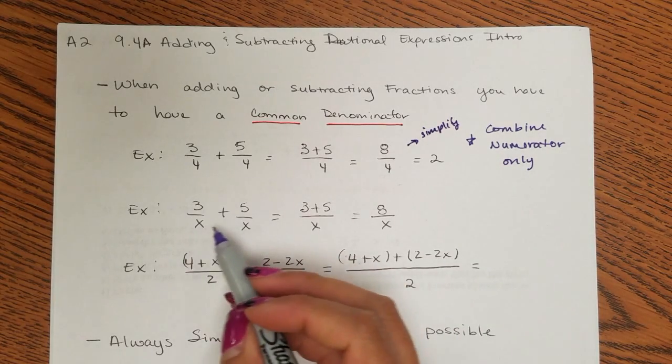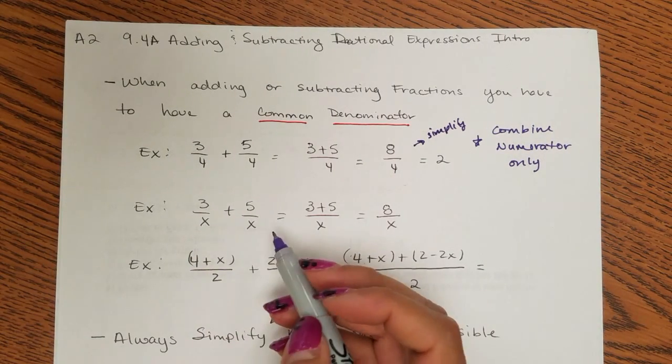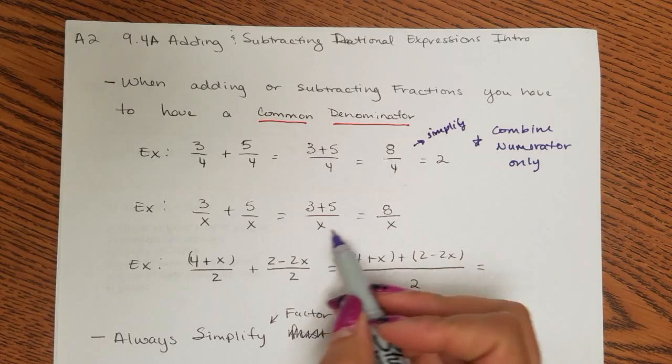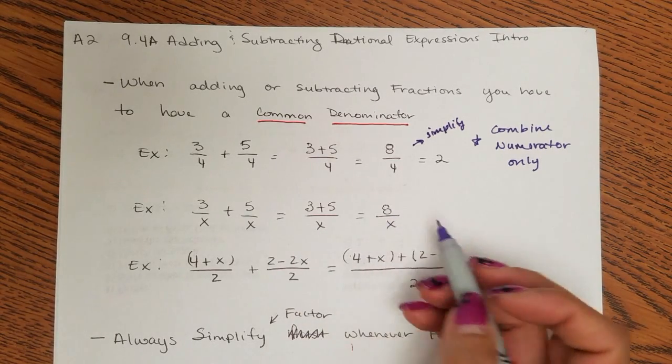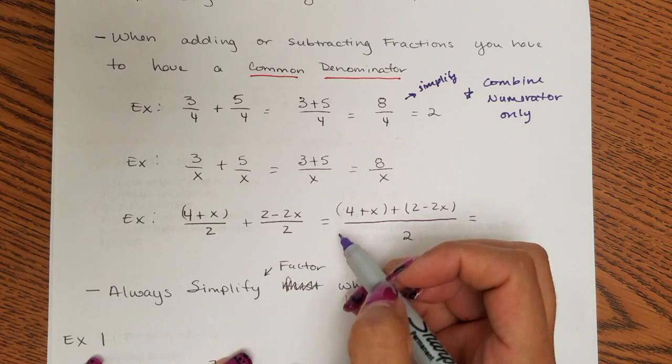Here our denominator is x. It's the same in both of our fractions, so we add across. 3 plus 5 is 8. The denominator does not change. It did not become 2x, so it's 8 over x, which does not simplify.